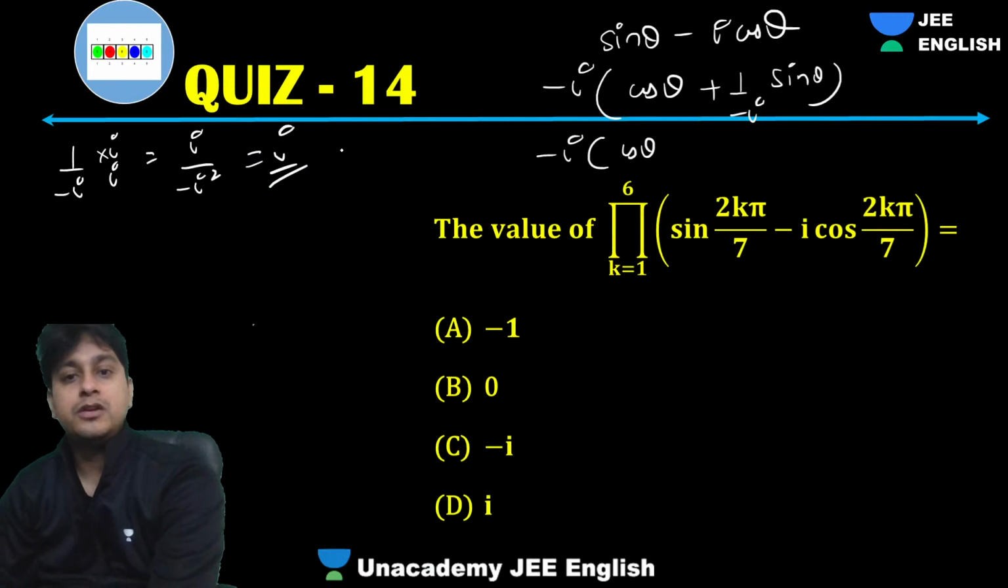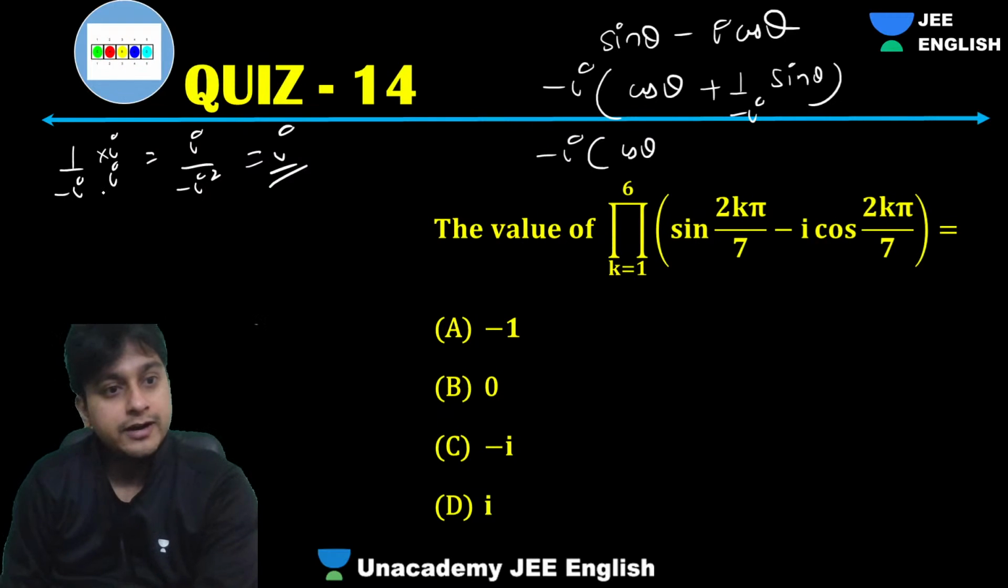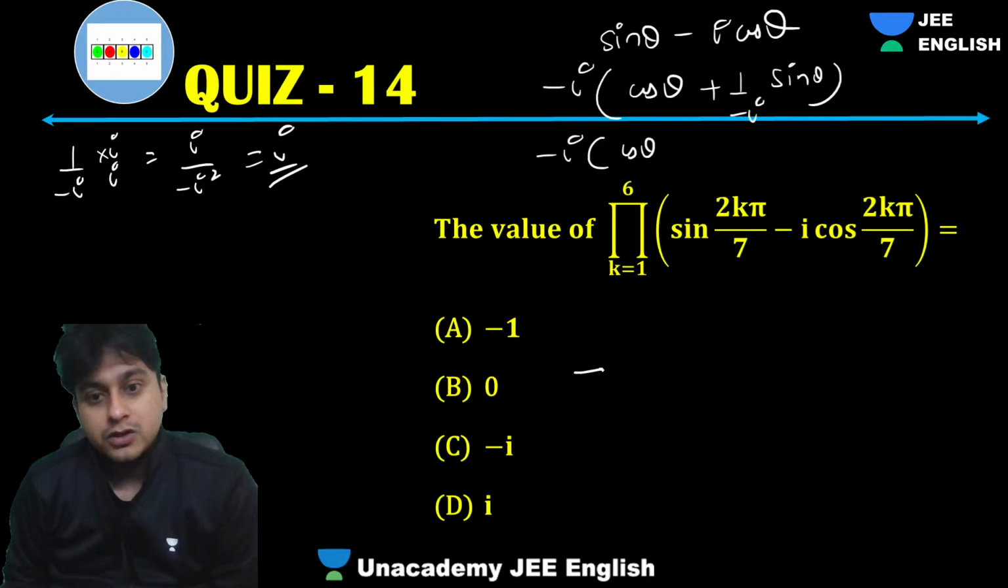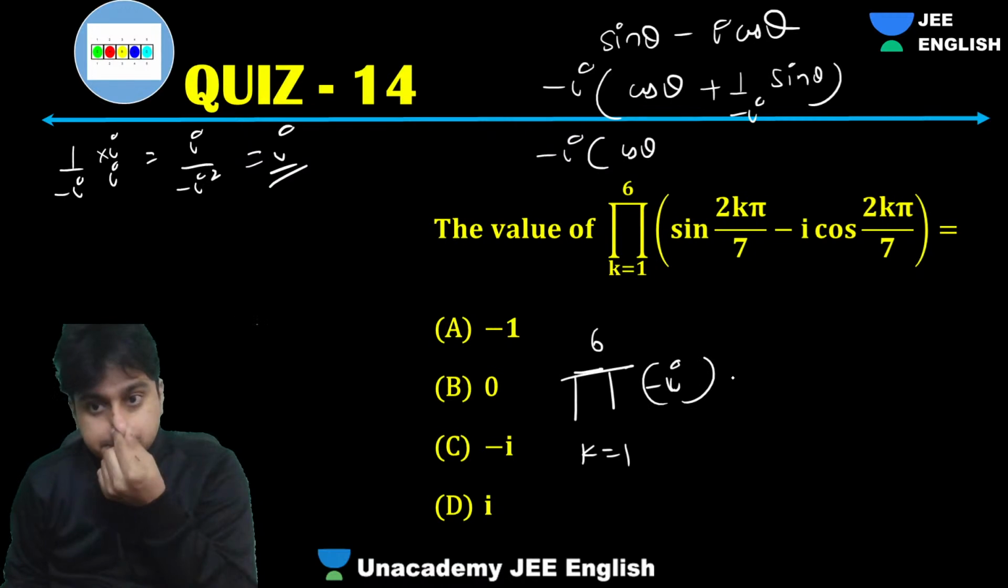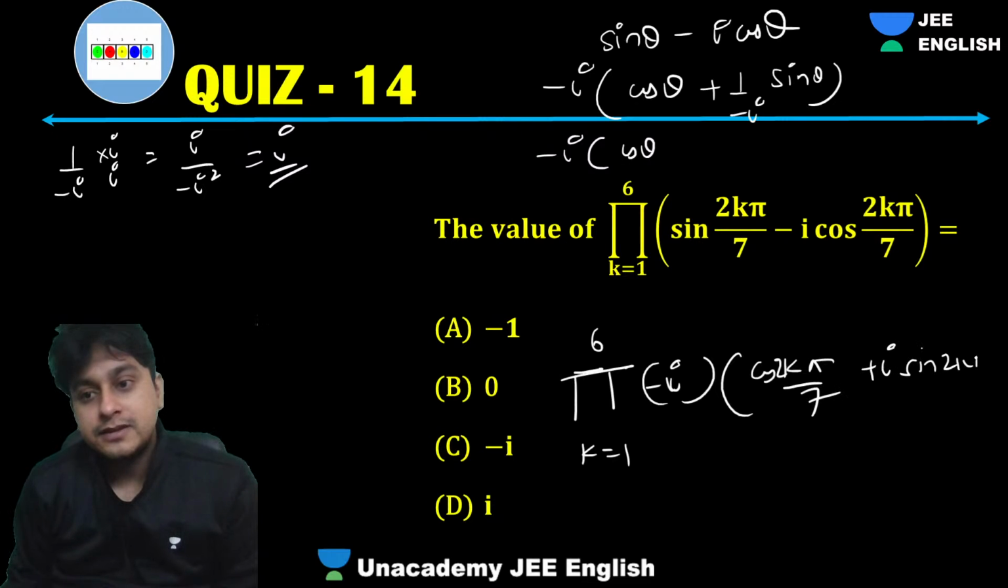Why we took minus i common, because we can get cos θ plus i sin θ. Understood, guys? So 1 by minus i is i by i square, and since i square is -1, we'll get i. So that's the reason why, if you take this thing, we can take the product for k equal to 1 till 6, and if you take minus i common, you will get cos 2kπ/7 plus i sin 2kπ/7, right?